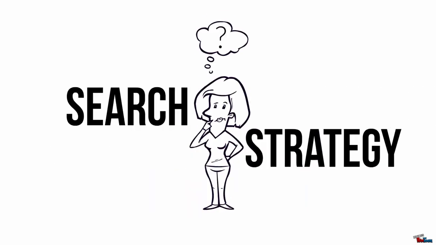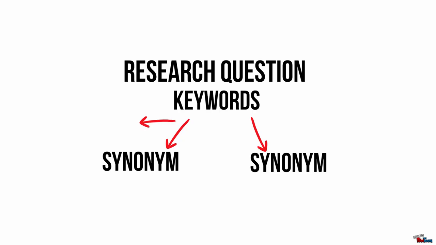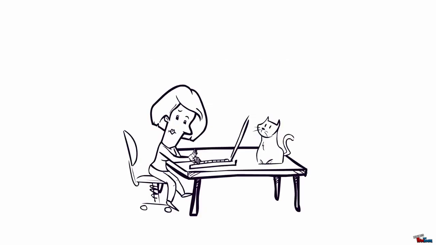A search strategy is the process by which a research question or topic is divided into keywords with synonyms, words that mean exactly or nearly the same thing, to be entered into a library catalog, database, or other internet search engine. All you need to know are the basics to get started.